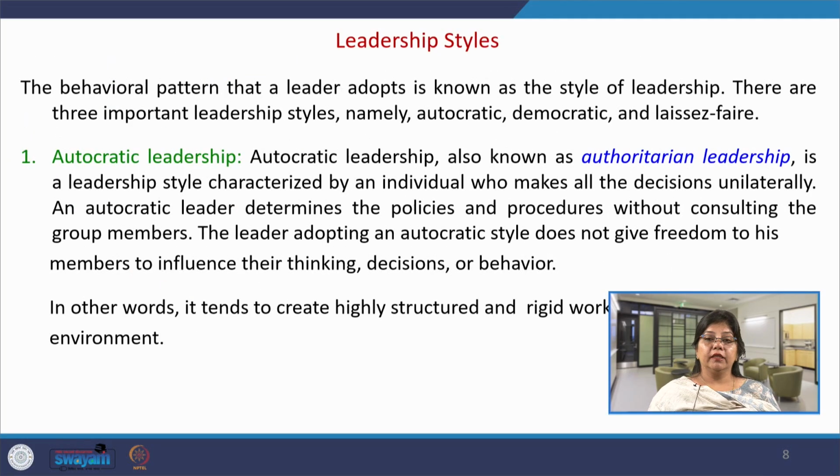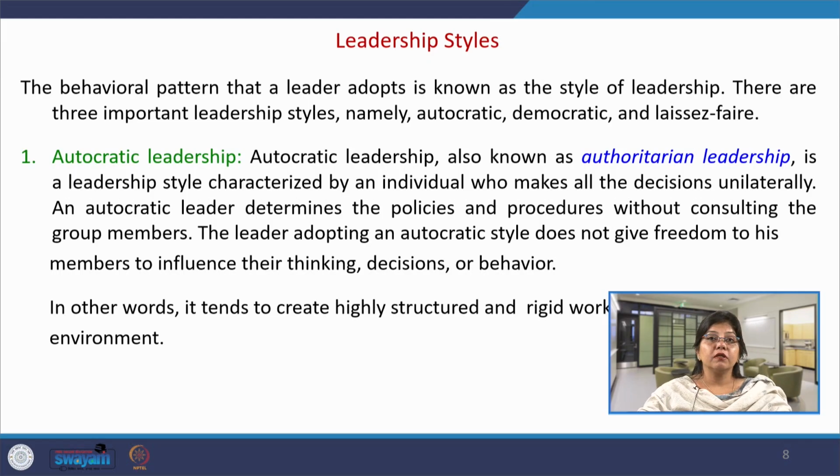Next comes leadership styles. The behavioral pattern that a leader adopts is known as a style of leadership. Now, adopting a behavioral style means adapting oneself to a new situation. Every time the situation cannot be the same in any organization, every time the organization sets new goals for the team members, and every time the leader has to adopt different kinds of behavioral patterns in order to understand the situation and gel with that situation.